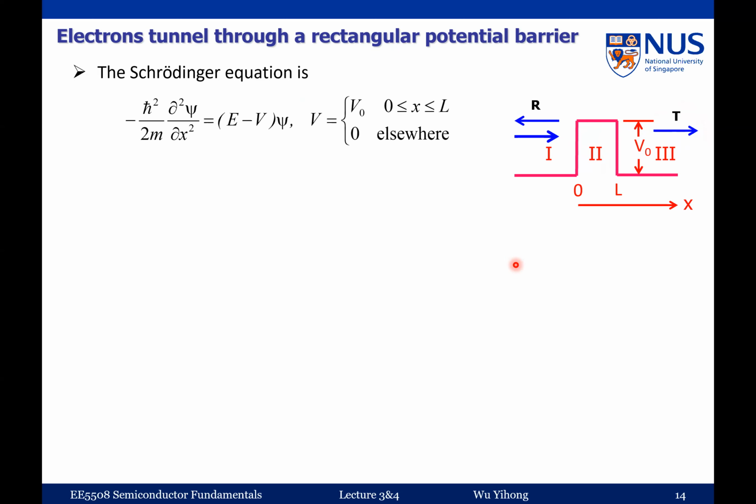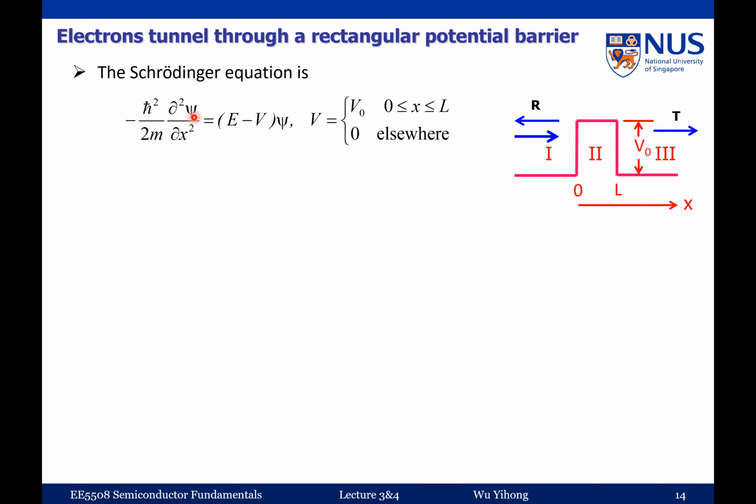So now we have three regions: left and right, and in between we have this barrier region. In region 1 and region 3, we specify that the reference of the potential energy is here, which is 0, and then of course the potential energy in the barrier region will be the barrier height, which is V0, right? So that's why the Schrodinger equation in general is given like this.